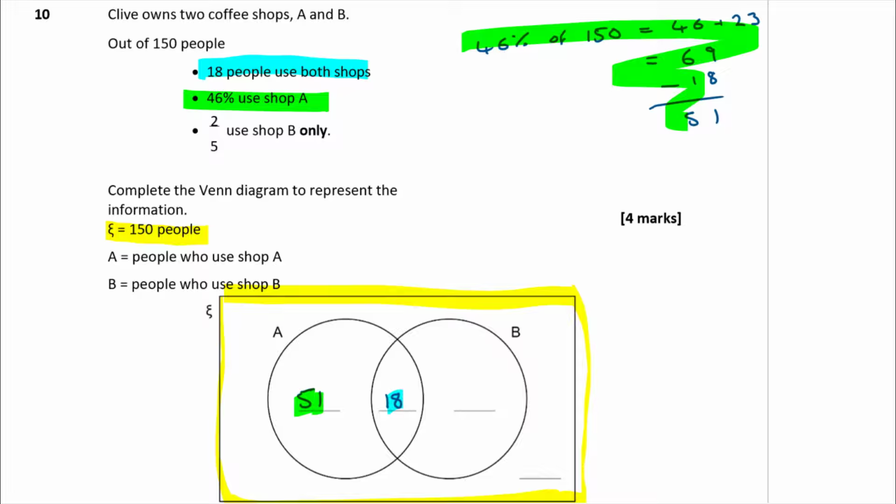So 2/5 use shop B only. So what is 2/5 of 150? Well, 5s into 150 go how many times? Well, 10 would go in 15 times, so I guess 5 would go in twice as much. It's going to be 30 times. And then 2 times 30, that is 60.